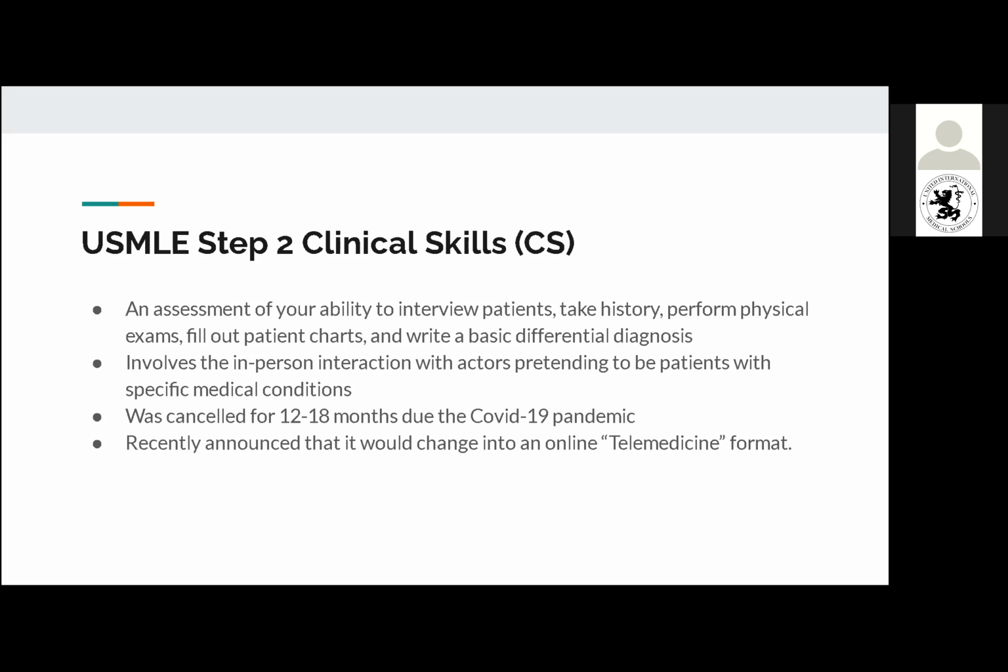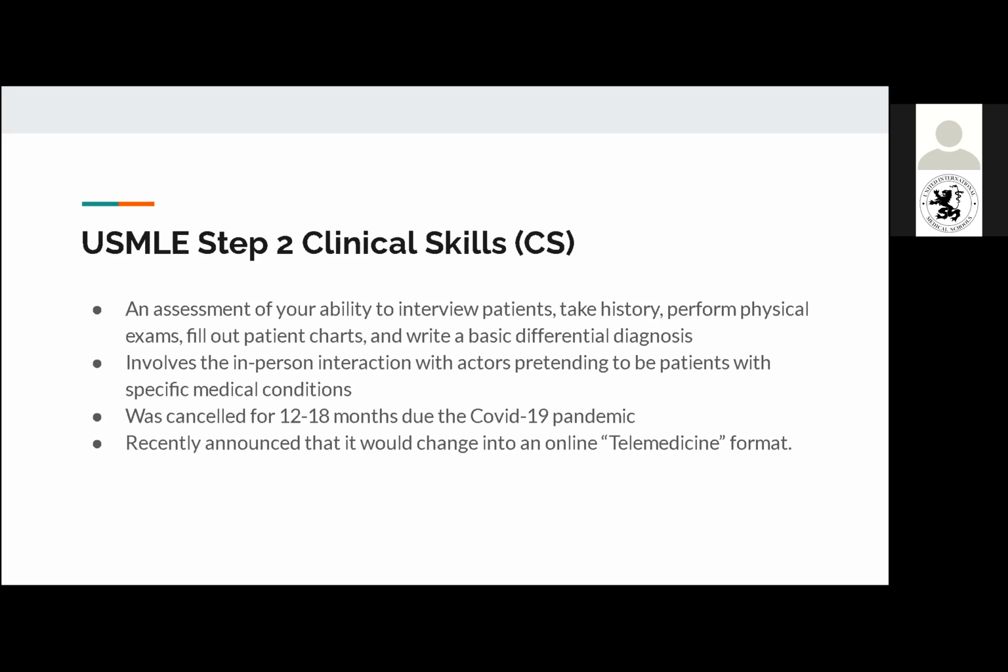The USMLE Step 2 CS, or clinical skills, is an assessment of your ability to interview patients. So to take history, to perform a physical, to fill out charts, and to write down a basic differential diagnosis. So this is an oral exam, actually, and it involves interaction with actors. And these actors are pretending to be patients with some specific medical condition. So unfortunately, or fortunately, no one is sure yet whether this is good or bad for IMGs, but this exam was canceled recently because of the COVID-19 pandemic. So they announced that it was canceled for 12 to 18 months.